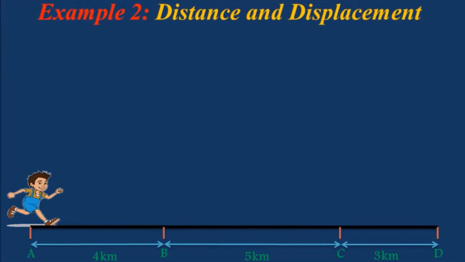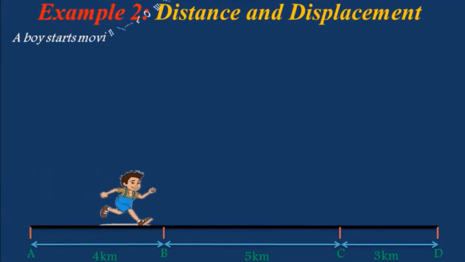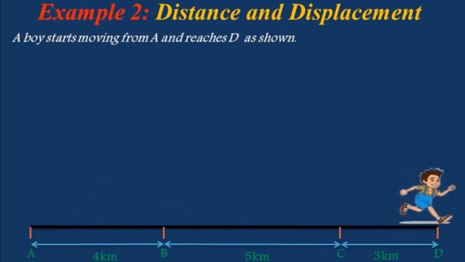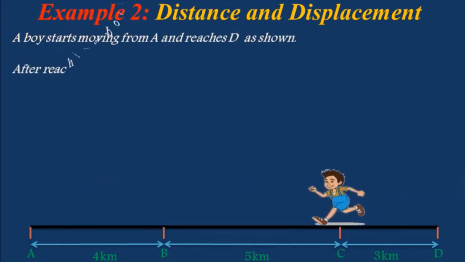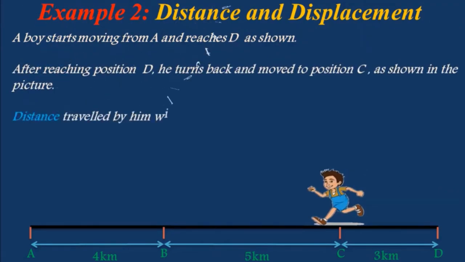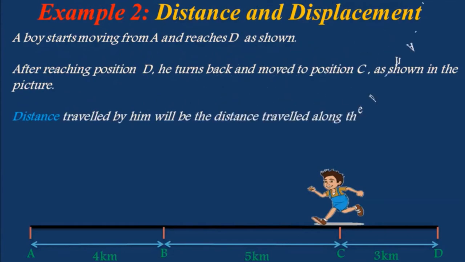Now, let us see another example, distance and displacement. Here, a boy starts moving from A and reaches D as shown here. Now, what is the distance travelled by him? After reaching position D, he turns back and moves to position C as shown in the picture. Then the distance travelled by him will be the distance travelled along the path A, B, C, D, C. That is 4 plus 5 plus 3 plus 3 equal to 15 kilometers because he returned back to C.